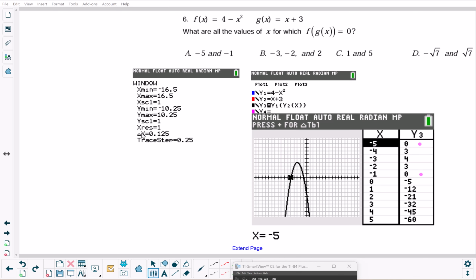Here I have a screen that shows the window settings, the y variables, and also the graph table.